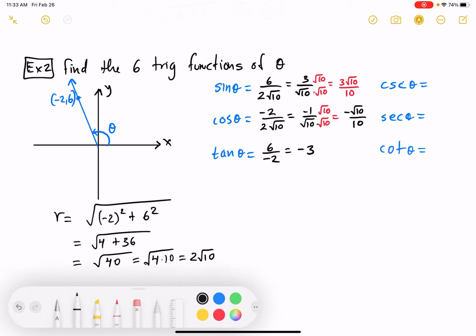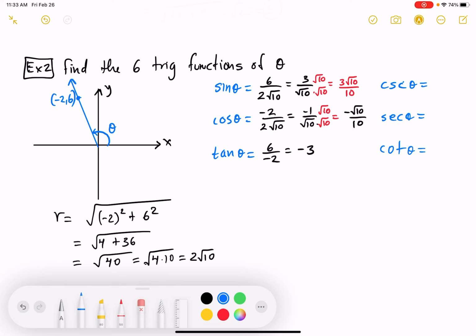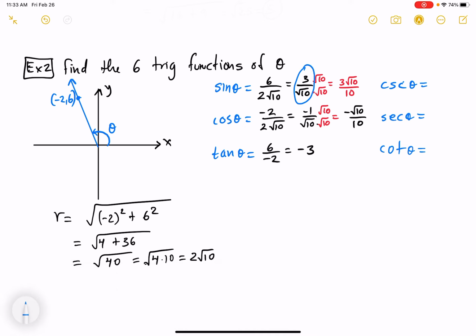Now to find the reciprocal functions, I'm going to take the reciprocal right here for the cosecant, because by doing it there, I'll make sure that I don't have square roots in the denominator. It's the same thing here. The reciprocal of that would simply be the negative square root of 10. And we know that the reciprocal of negative 3 is negative 1 over 3. And this is how we find the 6 trig ratios of any angle.